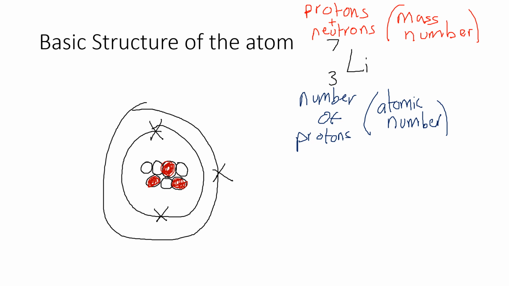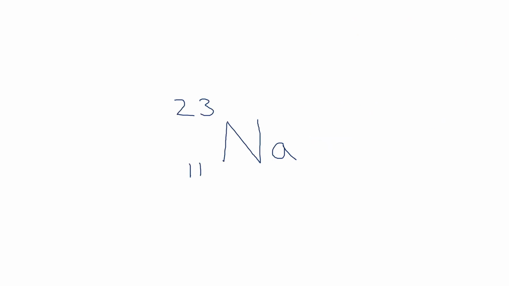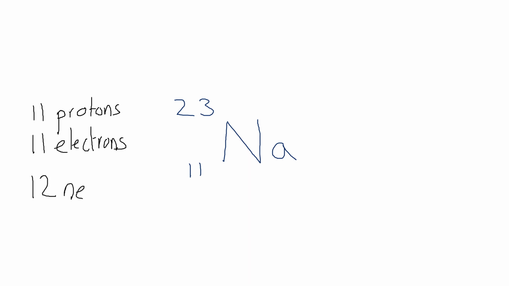Okay, that in mind, let's look at another example. Here you've got sodium, Na, and you've got 2 numbers here, 11 and 23. So what this means is that you must have 11 protons, because this is the atomic number here. The atomic number is 11, and because this is a sodium atom, you must have 11 electrons, and the difference between the 2 is 12, so there must be 12 neutrons.